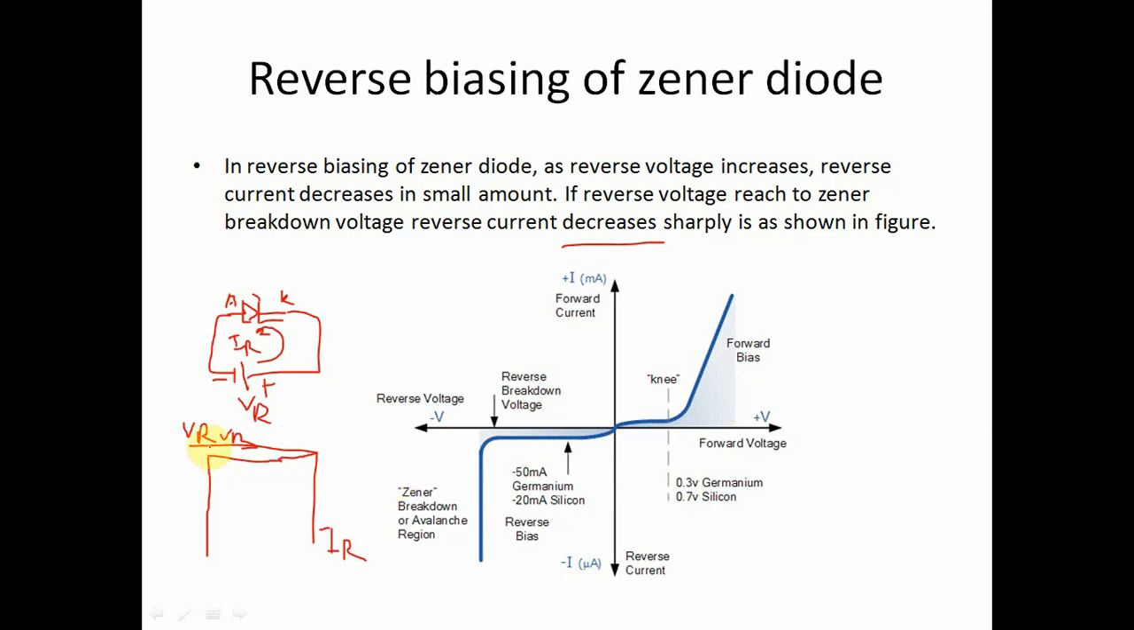This is the final voltage. VB is the final voltage of Zener diode. After that, the voltage does not increase, but the current increases suddenly. This voltage is called the Zener breakdown voltage. After the Zener breakdown voltage, the voltage does not increase but the current increases sharply, suddenly or fastly. So here I am writing that in reverse biasing of Zener diode, as the reverse voltage increases, the reverse current increases by a small amount. If the reverse voltage reaches the Zener breakdown voltage, the reverse current increases sharply.